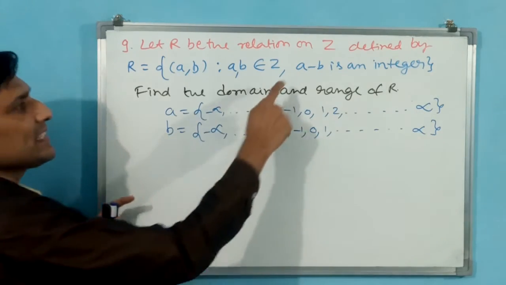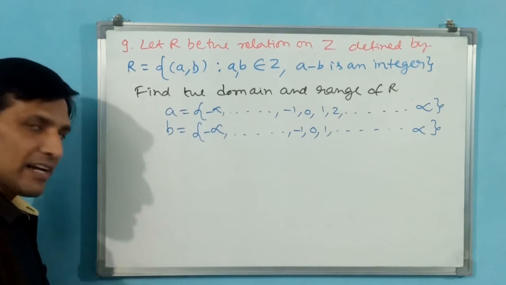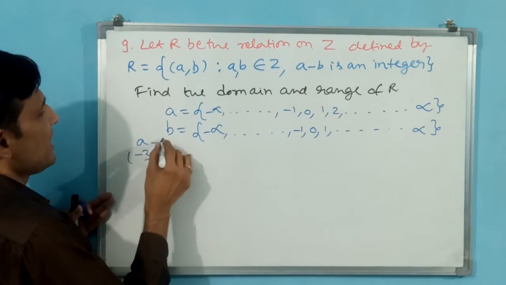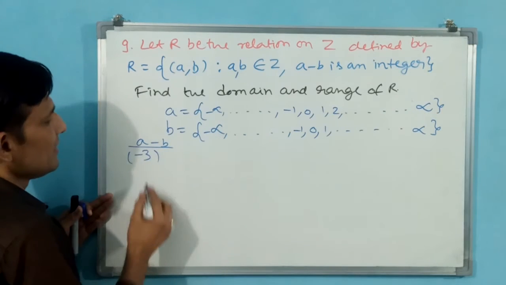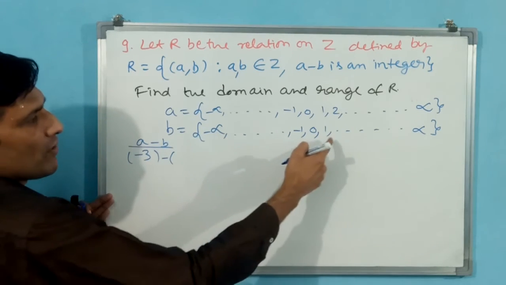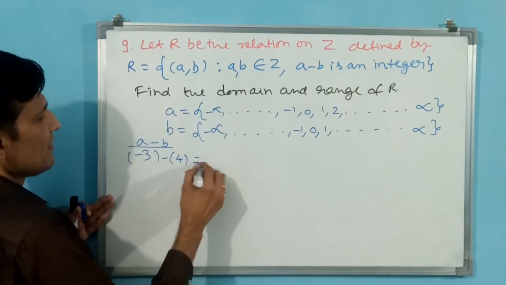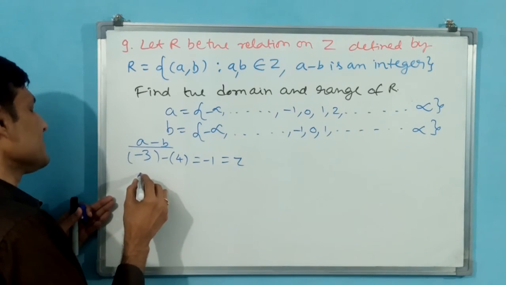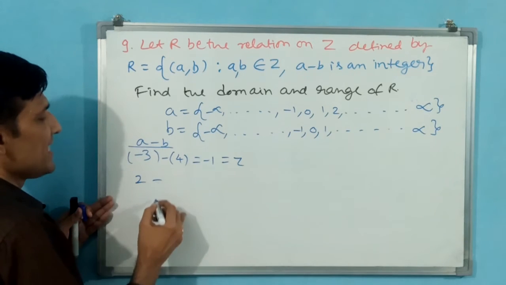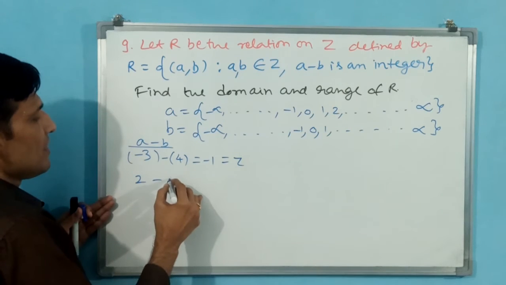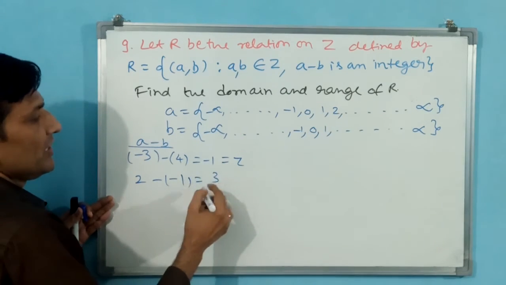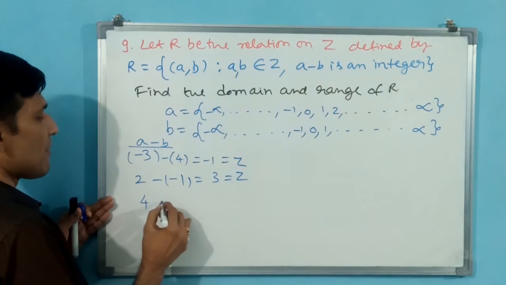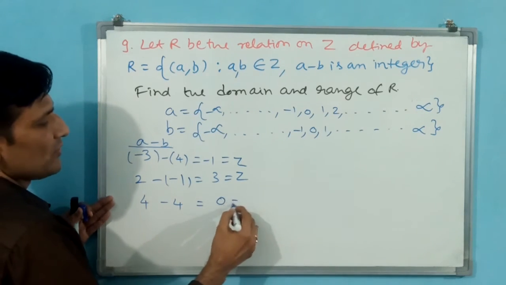Now, what is the relation? Relation is telling A minus B is an integer. See here, I am writing one thing. I will take minus 3 as A, minus 4 as B. Minus 1 will come. What is this minus 1? Z only, no? Then I am going to take 2 minus minus 1, 3 plus 3, Z only, positive integer. Even this time I will take 4 comma 4, both, 0, Z only.